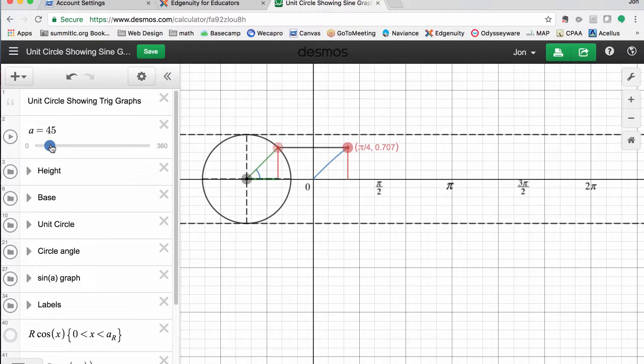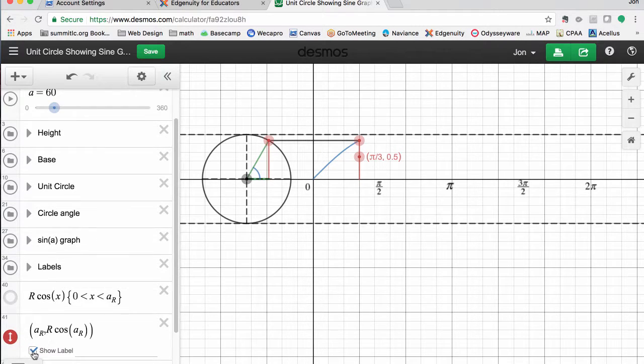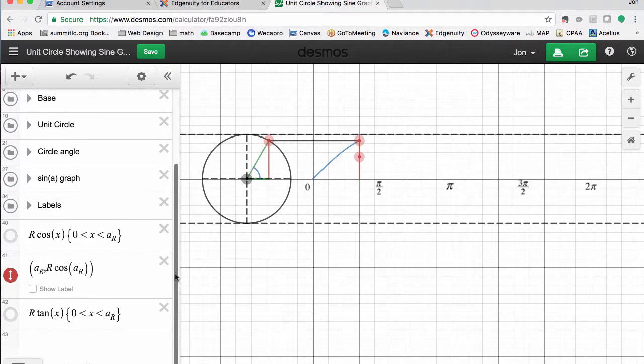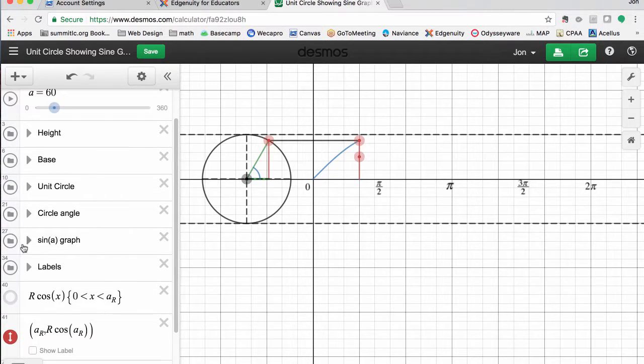Let's go up to 60. All right, there's 60 degrees. And a sine at 60. Whoops, that's not the one I want. How come that didn't move? I don't want to show that label. That must be the cosine one. Let's do, where's the sine one?